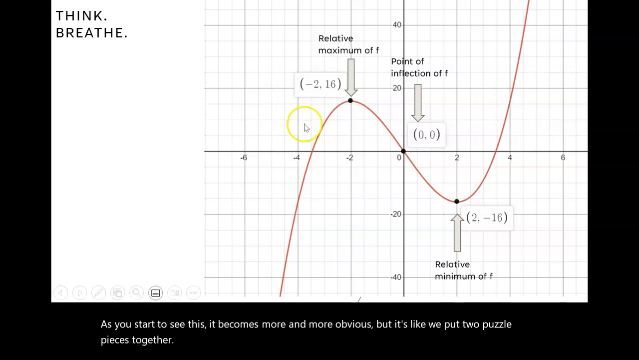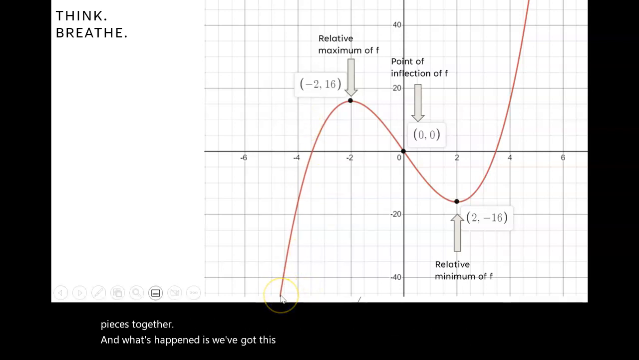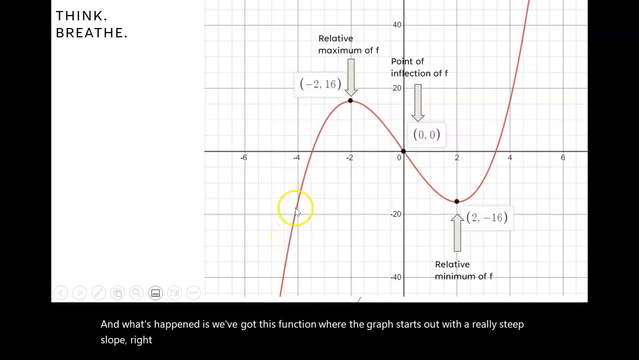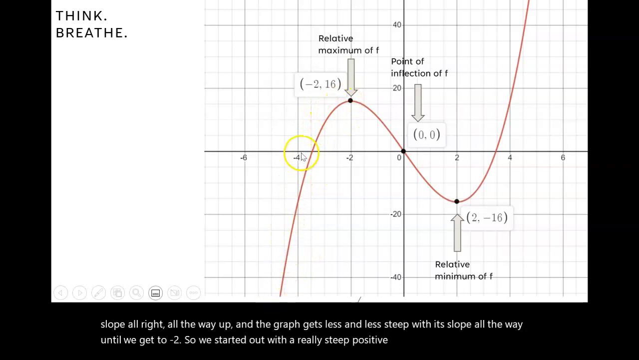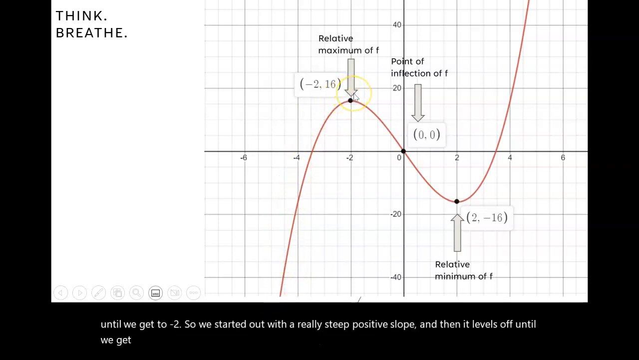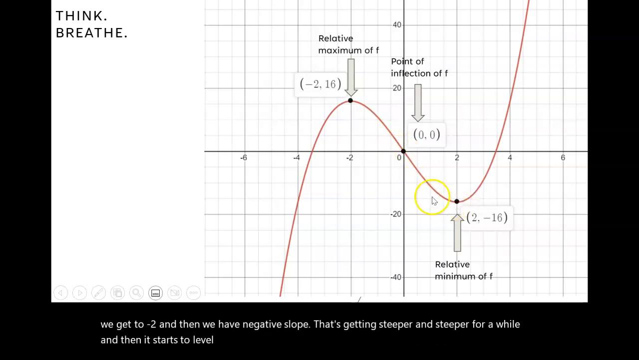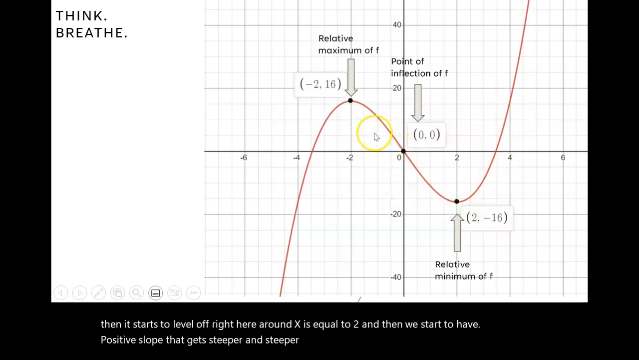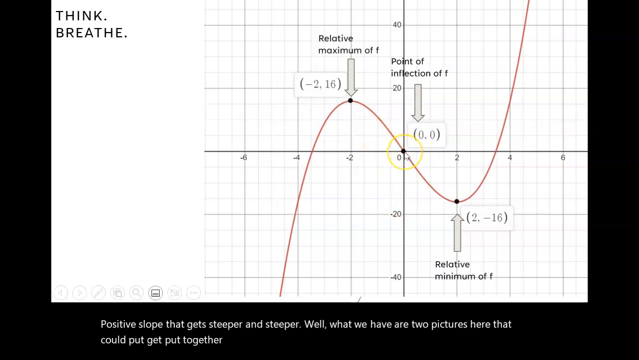What's happened is we've got this function where the graph starts out with a really steep slope, and the graph gets less and less steep all the way until we get to -2. So we started out with a really steep positive slope, and then it levels off until we get to -2. Then we have negative slope that's getting steeper and steeper for a while, and then it starts to level off right here around x = 2. And then we start to have positive slope that gets steeper and steeper. Well, what we have are two pictures here that could get put together at x = 0.